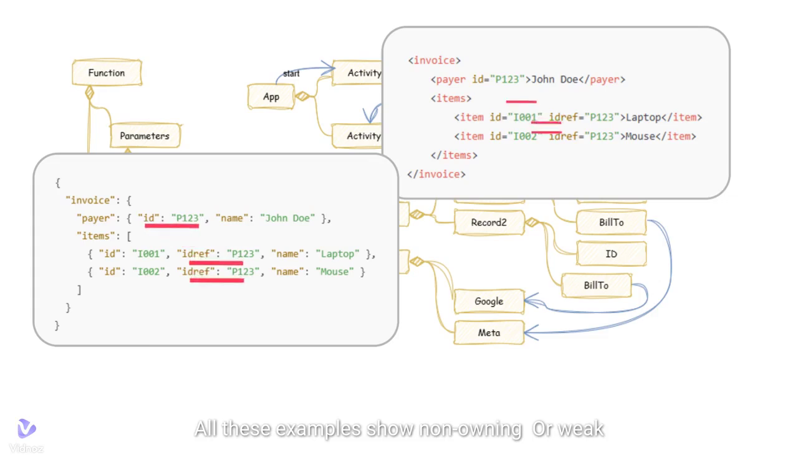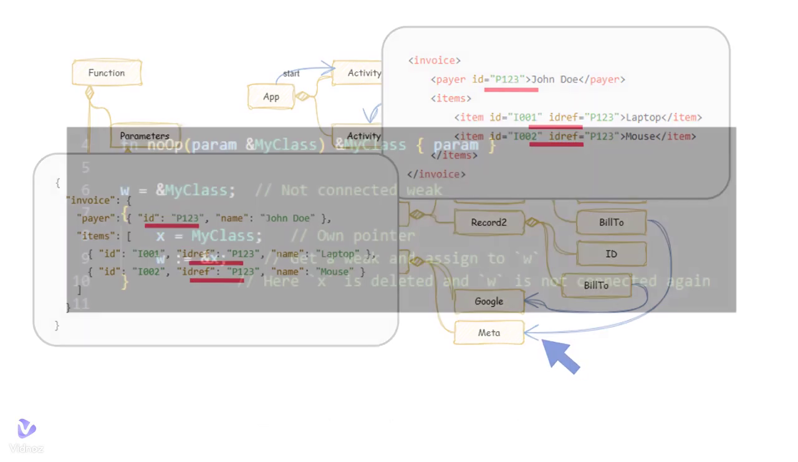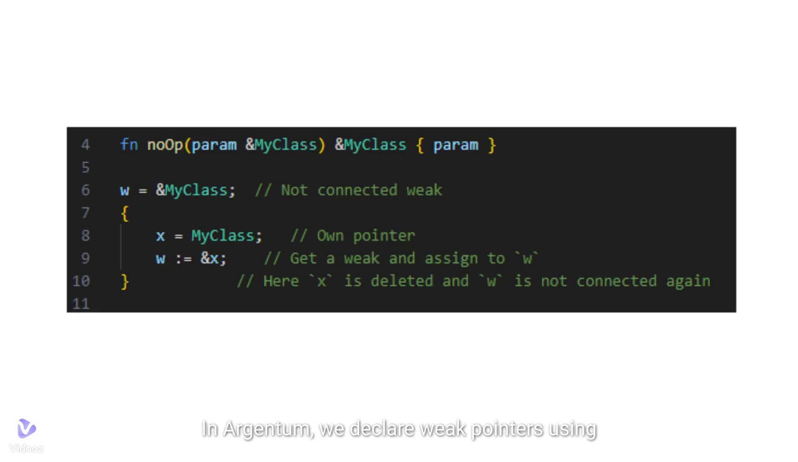All these examples show non-owning or weak association between objects. They are a type of connection that is portrayed in UML with links having no diamonds. In Argentum, we declare weak pointers using the ampersand prefix, like this.